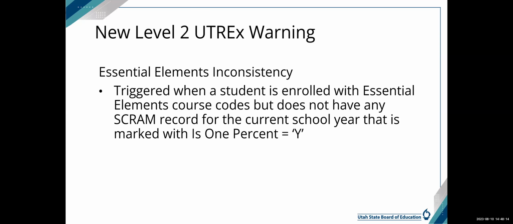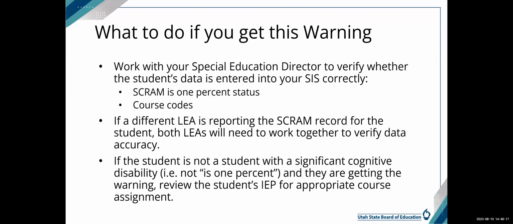Next slide. So if you get this warning, what you need to do is work with your special ed director to check if the data is entered correctly, because that's kind of the low hanging fruit. If they just need to have their 1% status marked, easy fix. Maybe there was a typo in the course code entered. Also could be a really easy fix. On the other hand, the way the validation checks, your LEA doesn't have to have a SCRAM record on for a dual enrolled student.